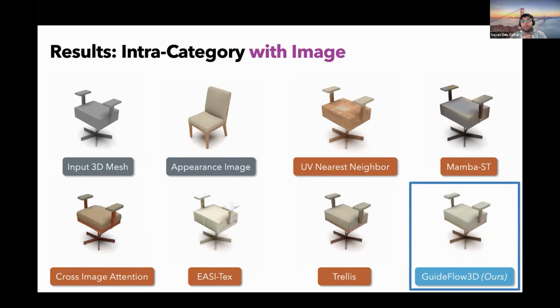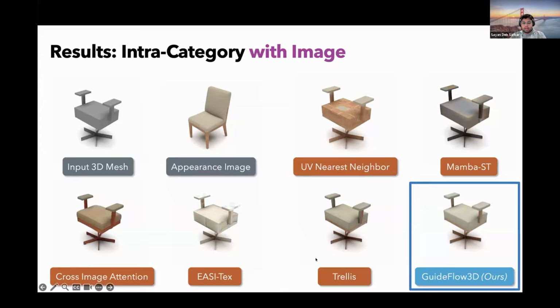So if you look at what happens, the 2D UV nearest neighbor, Mamba-ST, or cross-image attention completely misses. There are a lot of seams, there are a lot of artifacts. EasyText has this issue that it produces inconsistent textures, where the handle of the chair is not really consistent. Since the handle is not present in the appearance image, it is putting basically garbage in there.